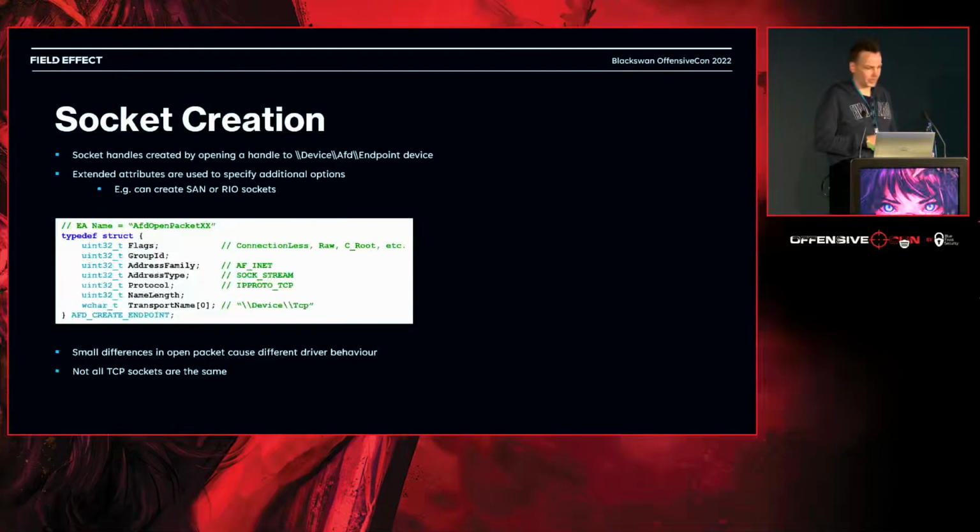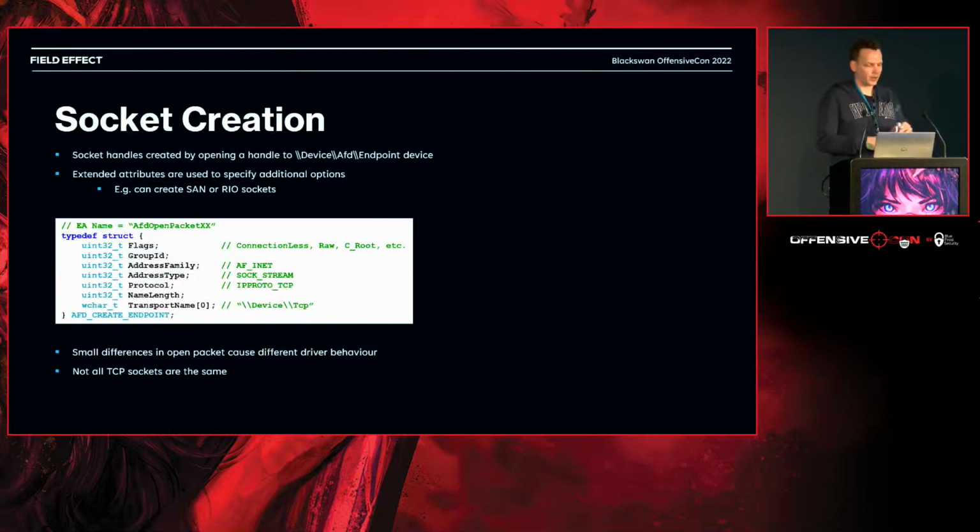But if you wanted to do the standard TCP, UDP, Unix sockets, you'd use an extended attribute name of AFD open packet XX. And I have in the comments there the fields that you would fill out to get a TCP socket. So you have flags, and the flags field is how you'd specify that you want a raw socket or connectionless or C-root, a whole bunch of different options. There's also your standard address family, address type, and protocol fields. And you can also specify a transport device name at the end. In this case, we're saying we want to use the TCP driver as the transport. You could also specify UDP, or there's a couple different options.